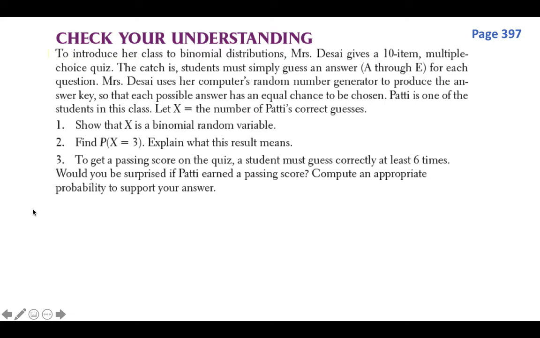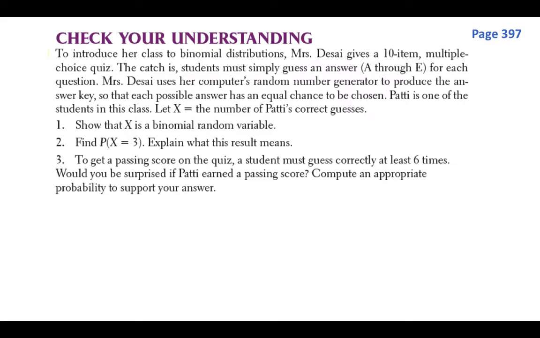Hi, this is the Check Your Understanding on page 397. To introduce her class to binomial distributions, Mrs. Desai gives a 10-item multiple choice quiz. The catch is students must simply guess an answer, A through E, for each question. Mrs. Desai uses her computer's random number generator to produce the answer key so that each possible answer has an equal chance of being chosen.